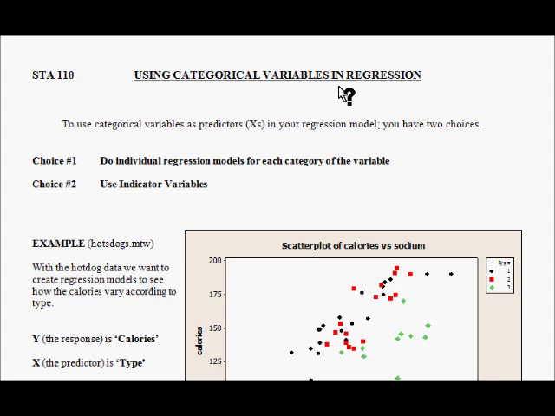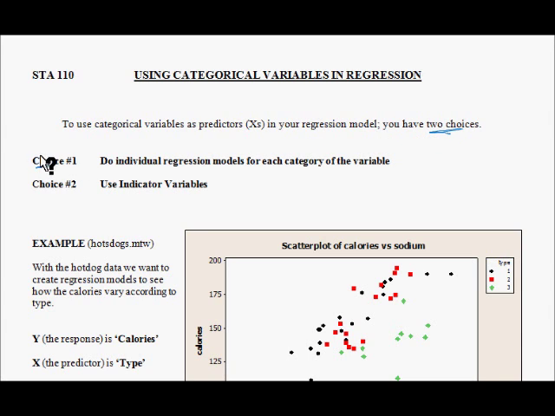So far we've done quantitative, right? Things that are numbers with units of measurement. So now we're going to see how to add categories like male, female, first year, second year, third year students, and so on. So as it says here, to use categorical variables as predictors, as x's, in your regression model, you're going to have two choices here. Okay, so here are two choices.